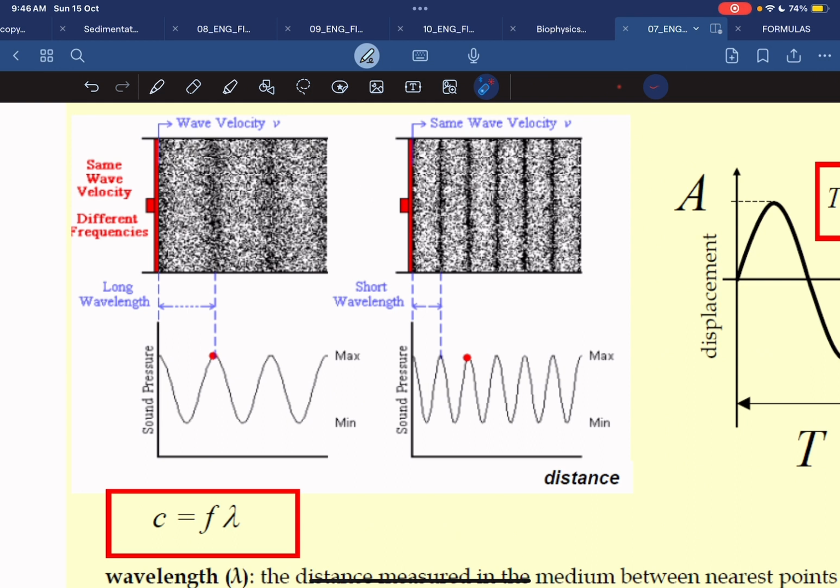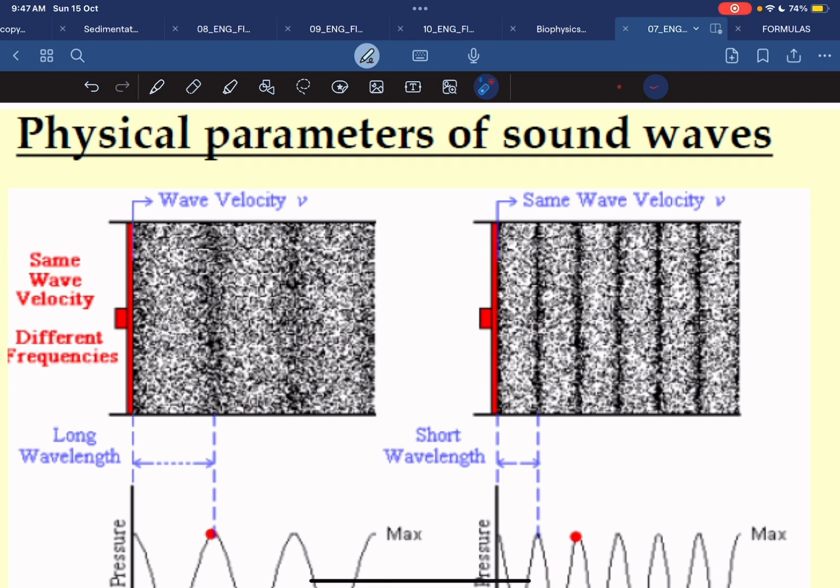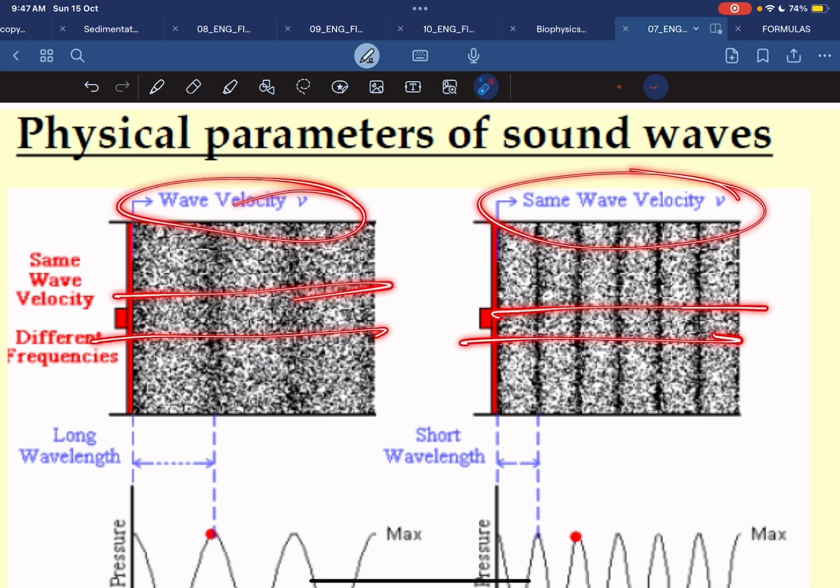Now, one thing to note: clearly we can see that this wave has a lower frequency, lower f, and this over here has a higher f. This over here has a shorter wavelength, lambda, and this over here has a longer wavelength, lambda. Now, having such different waves still does not result in them having different velocities. These two waves travel with the same speed.